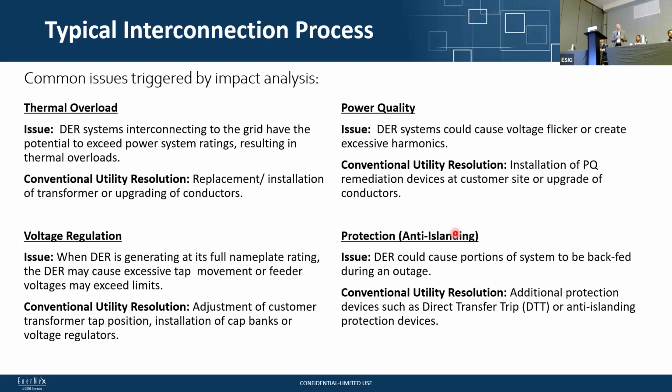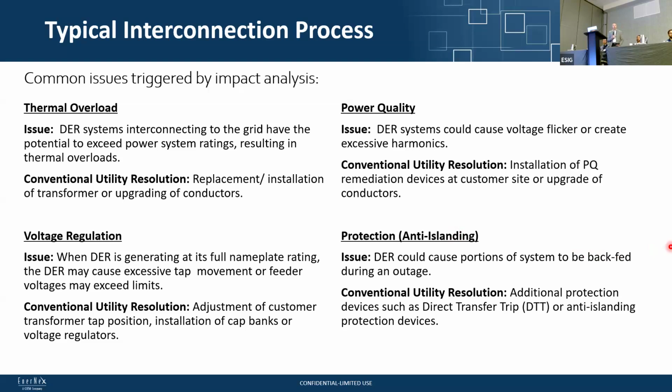Voltage regulation is another big one. When a DER is generating at full nameplate, it may cause excessive tap movement, or it may even violate some limits of that feeder on the voltage side. Again, the traditional resolution would be installation of devices, whether it's capacitors, changing of tap positions, or voltage regulators to adjust, or simply not allowing that device to connect. So those two can be directly addressed with flexible interconnection, but two other ones just to complete the story.